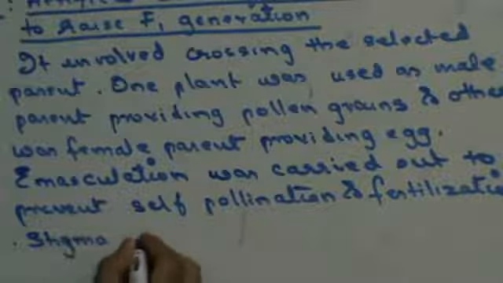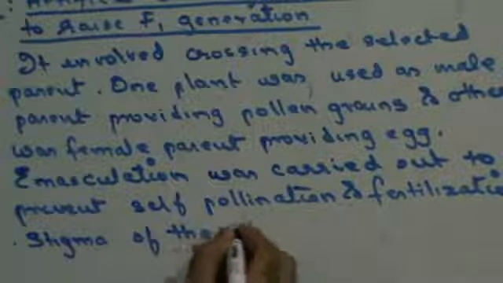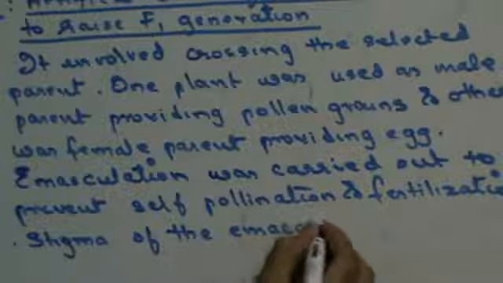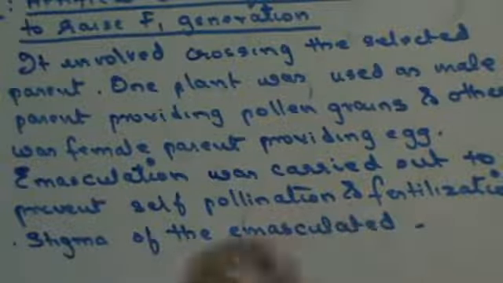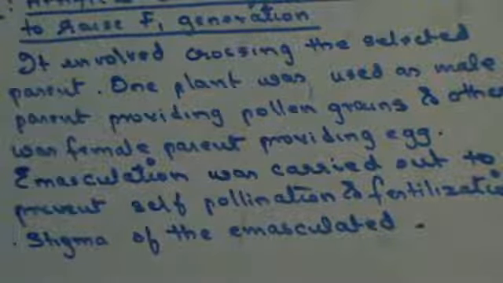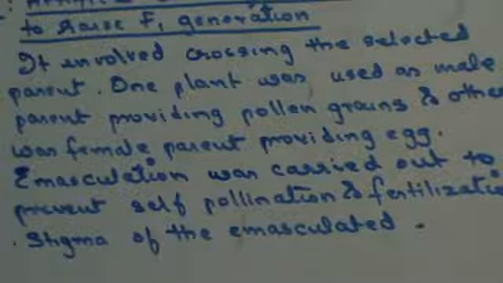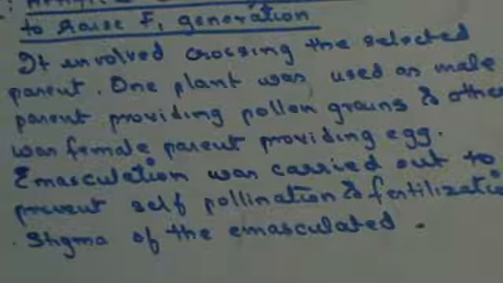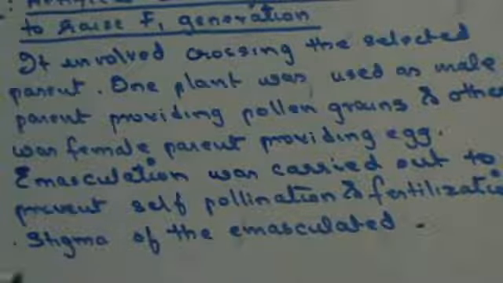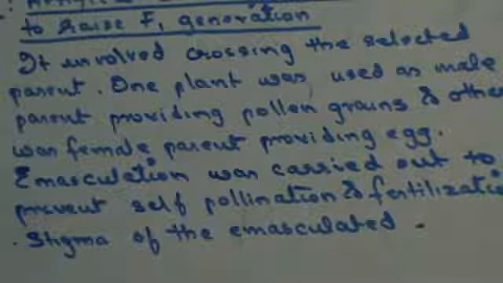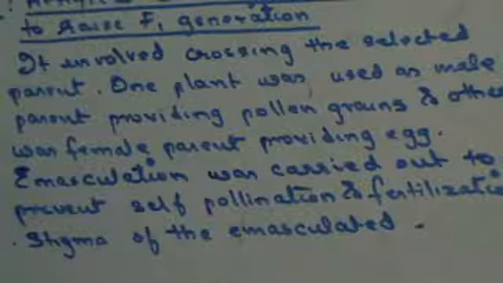The stigma of the emasculated flower. Now, if I remove the stamen, there would be no pollen grains, so there is no chance of self-pollination. But it is quite possible that from some adjoining plant, which I don't want, a pollen grain would come. Therefore, the stigma of the emasculated plant was kept covered.